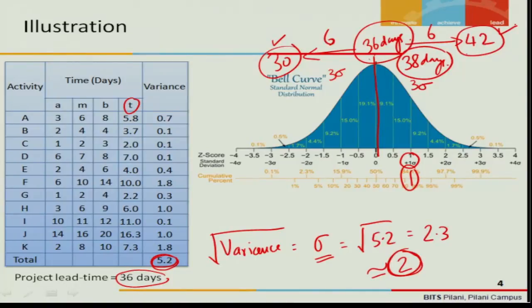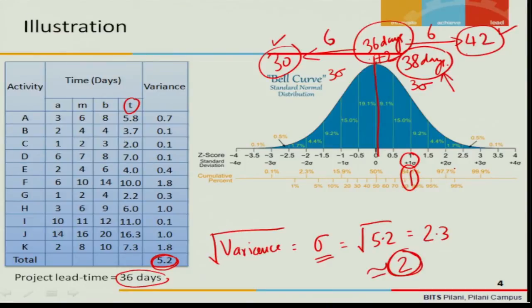Now you may say that this is a very large span, and you want to know what is the possibility that my project will be completed at 85% confidence level. Suppose you say that 85% of the time my project will be completed in how many days? If you want to know that, you know that 85% falls at the first sigma to the right. So 36 plus 2 days, because 2 is the first sigma. So 36 plus 2 is equal to 38. So 38 days is what it will take. 85% of the time, that 85% confidence is there that it will be completed within 38 days. You want to know that?